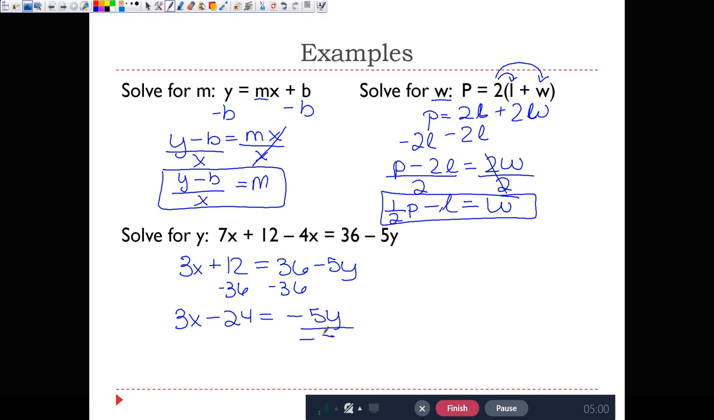Then I'm going to divide by -5. So I'm dividing both 3x by -5 and -24 by -5. So I'm going to have -3 over 5x. Two negatives makes a positive. 24 over 5 equals y.